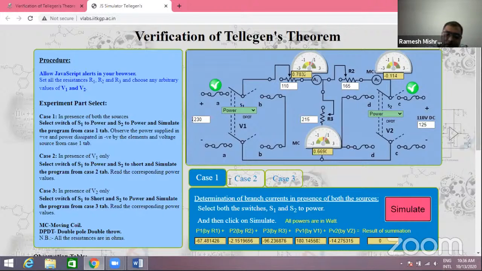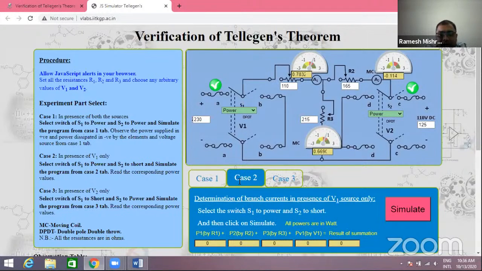The second case, when only one source is present and the second source is not present, so we can short the second source and simulate. The first source is connected with the power and the second source is connected with a short circuit, so only one source is present. After this we can simulate and get the result.